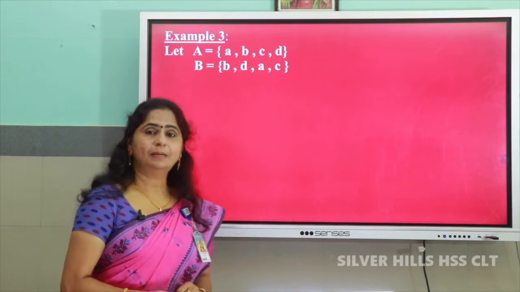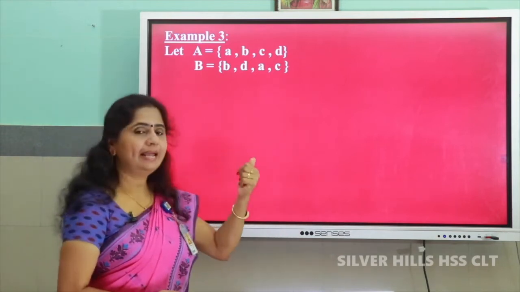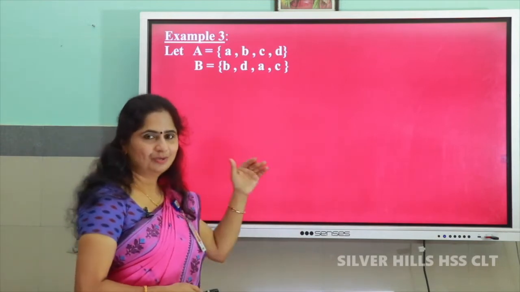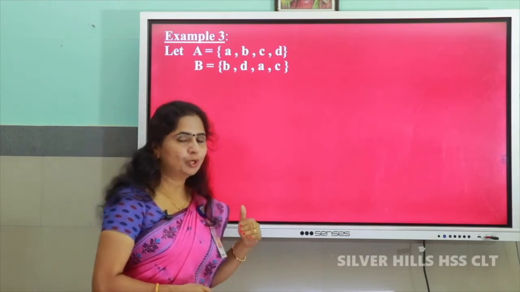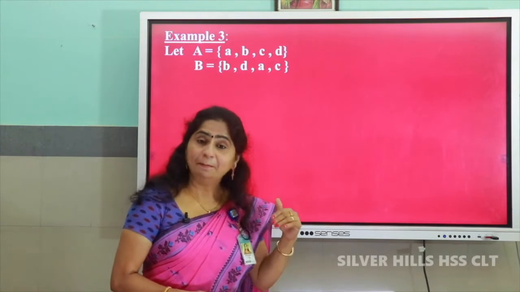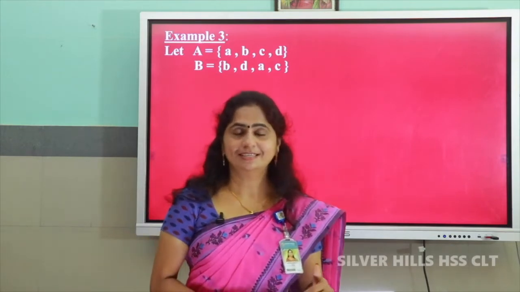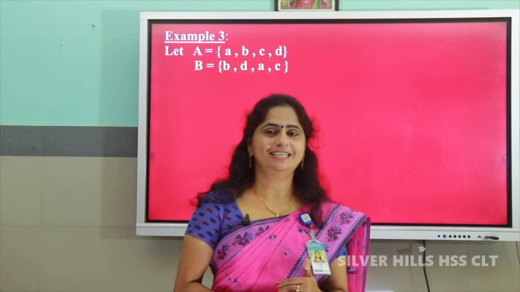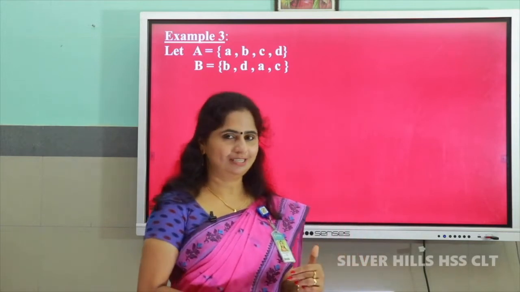Let B be the set B, D, A, C. So, compare the two sets. What do we see? A is present in both the sets. B is present in both the sets. C is also present in both the sets and D is also present in both the sets.